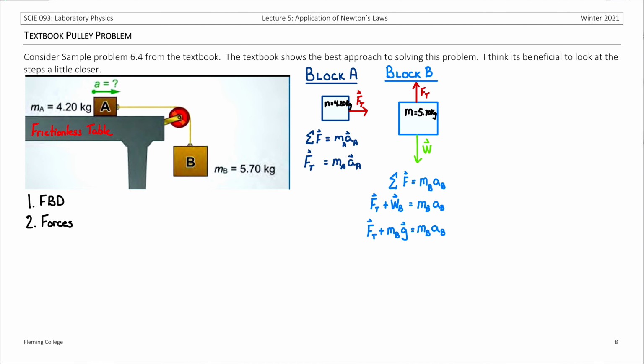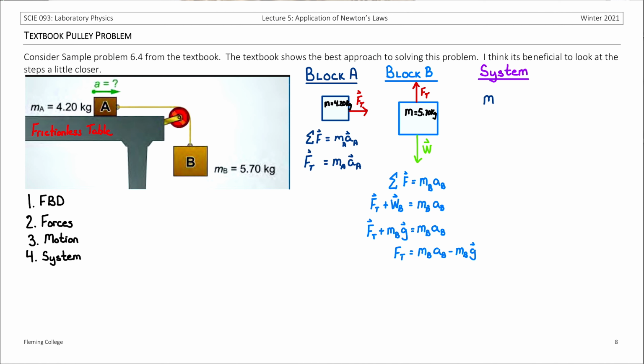And we'll follow the textbook's lead and use the method where we rearrange both of these equations for the same quantity, and then we set the equations equal to each other. So let's look at that system now. The reason that we're skipping step 3 is that the question asks us solely about the acceleration of the system, meaning we don't really need to consider any other motion equations. Once we solve for acceleration, we'll be done.